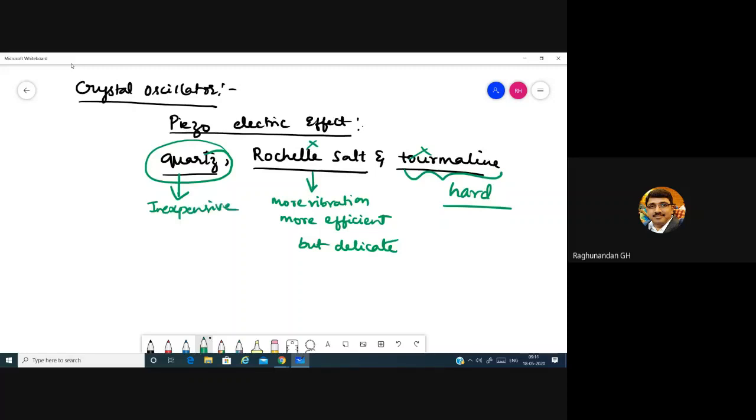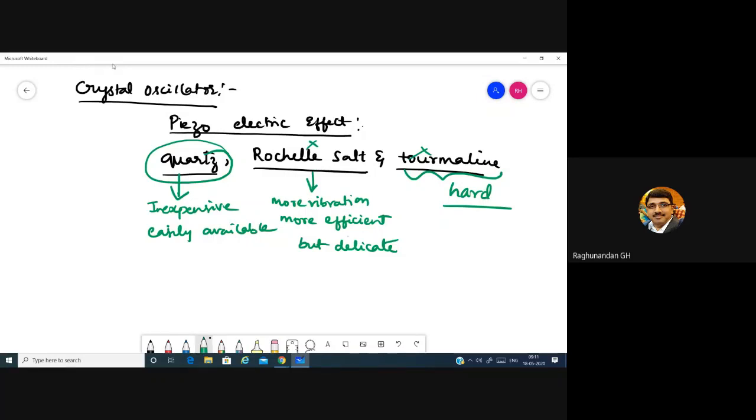And it is easily available. Quartz is easily available in nature. So that's why in many of the cases we go for quartz crystal. So we very rarely will use these two. Wherever we are able to handle the instruments very carefully, then we can go for Rochelle salt. And wherever we need a very hard crystal, then we go for tourmaline.